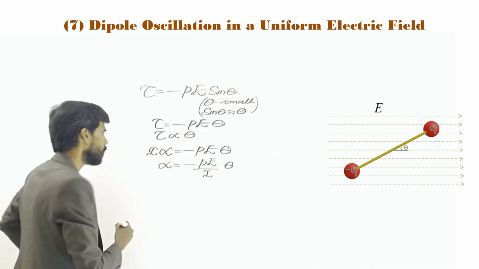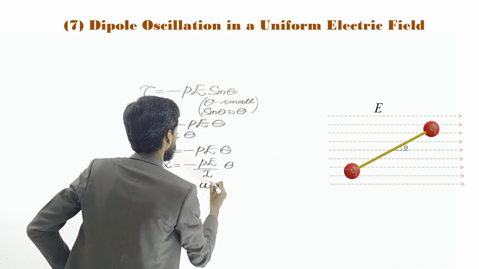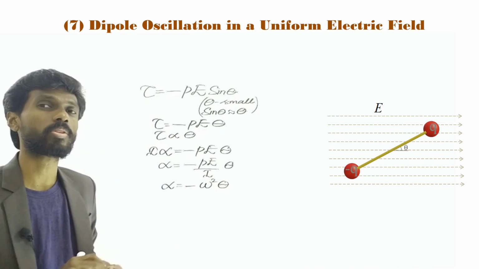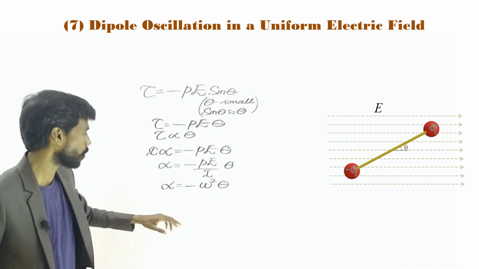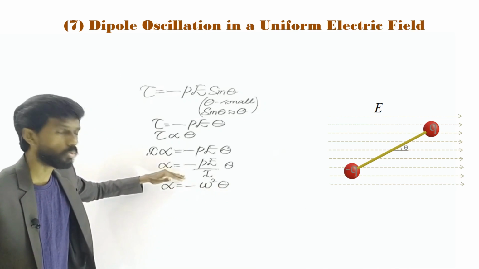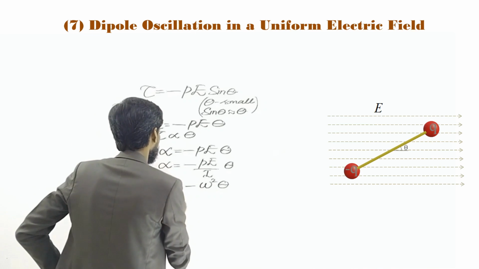Now, we have the formula alpha, the angular acceleration, equals minus omega square theta, right? That is the formula for the simple harmonic motion, the angular simple harmonic motion. So alpha is minus omega square theta. We can compare these two and find the value of omega. Once omega is found, then we can write the time period.